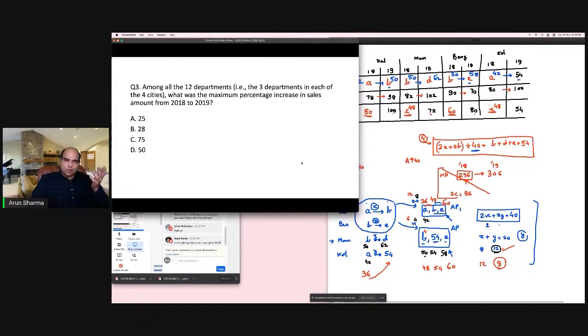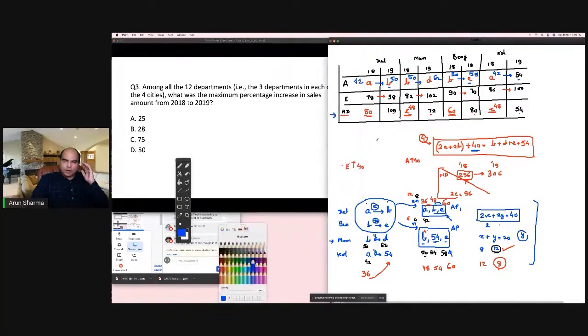After this, the third question: among the 12 departments, what is the maximum percentage increase in sales amount from 18 to 19? So if you just spot this, you will see that yeah, 48 to 72, this is a 50% increase. And if you try to spot it everywhere else, the percentage is less than 50% on all the values of apparels. It's less than 50% on all the values of electronics, and other values of home decor is less than 50. So the correct answer is D here, 50.